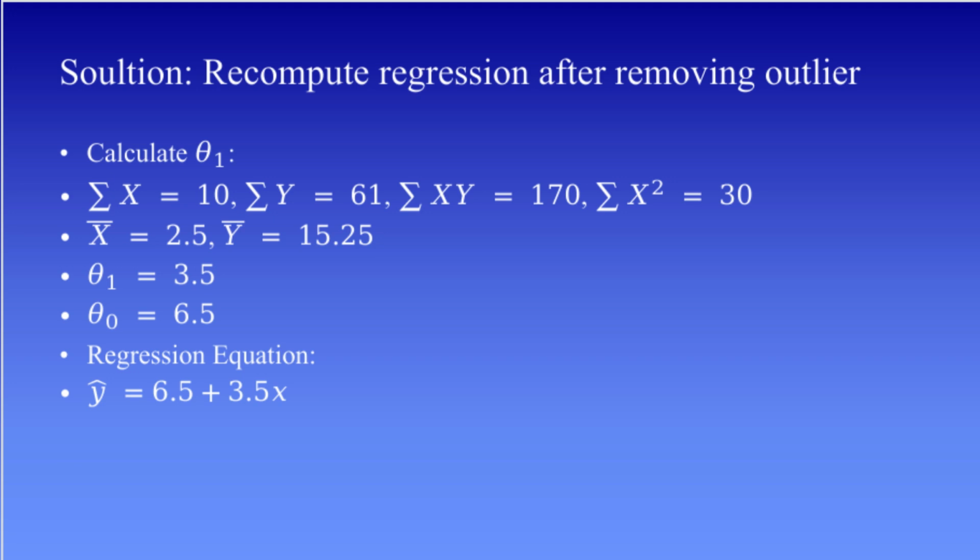First, we calculate the required summations. Using these values, we compute the mean of x and the mean of y. Next, we calculate θ1. Then we calculate θ0. Using these parameters, we obtain the new regression equation, y predicted equals 6.5 plus 3.5x. This new model is more reliable because it is not influenced by the extreme outlier. It better captures the true trend of the data and will provide more accurate predictions.